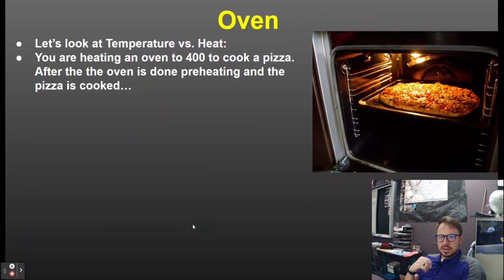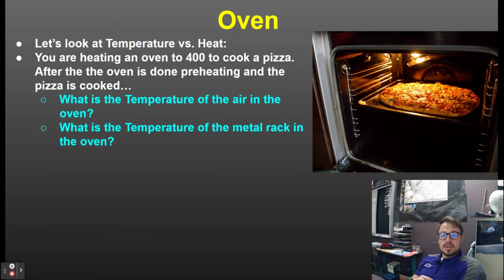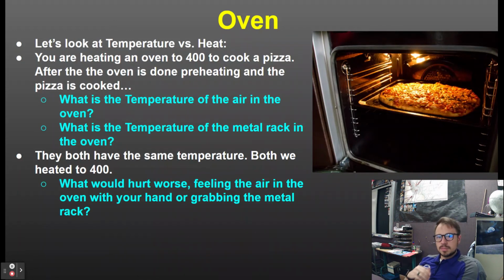So let's look at an oven, right? You're heating an oven at 400 degrees to cook a pizza. After the oven is done preheating and the pizza is cooked, well, what's the temperature of the air in the oven? It's going to be 400 degrees. Now, what is the temperature of the metal rack in the oven? Well, it's going to be 400 degrees, right? They both have the same temperature. Both were heated to 400 degrees during the process of preheating and cooking this pizza.